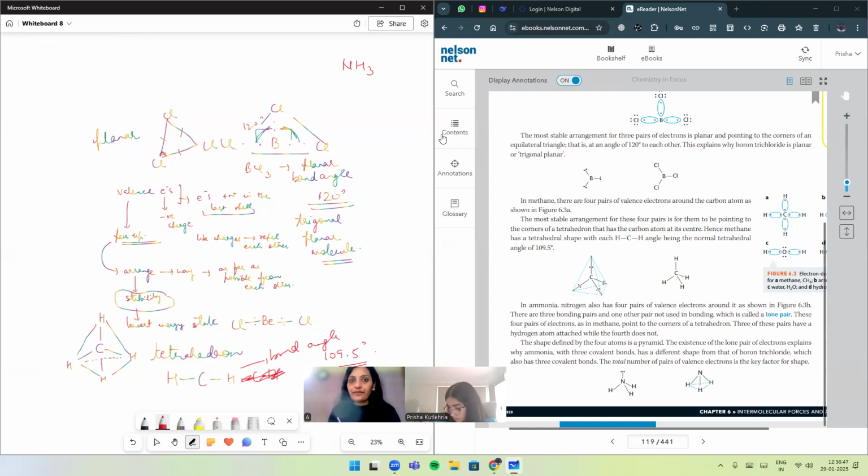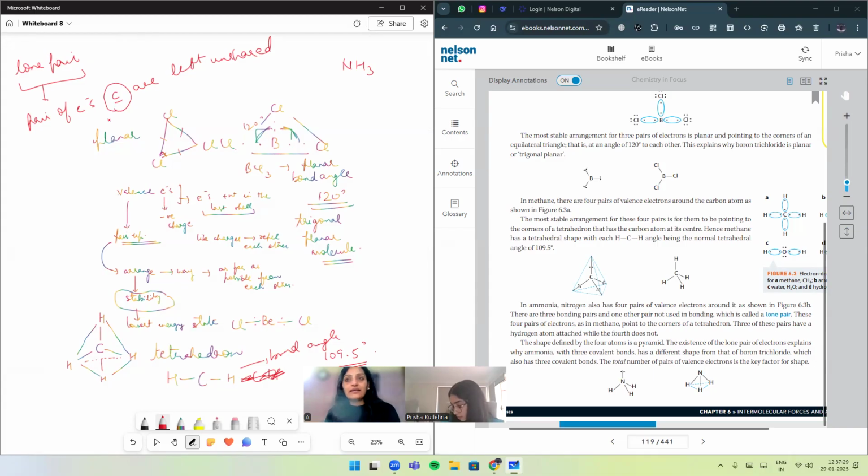Lone pair is that pair of electrons which is not used in the bond formation, right? It is left unused. Okay, I'm writing this. Lone pair of electrons, and they really affect the properties of that particular molecule. Lone pair effect. This lone pair is very important. You should be aware of that. So lone pairs are the pairs of electrons which are left unshared.